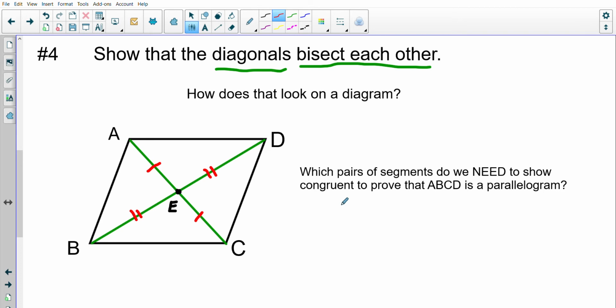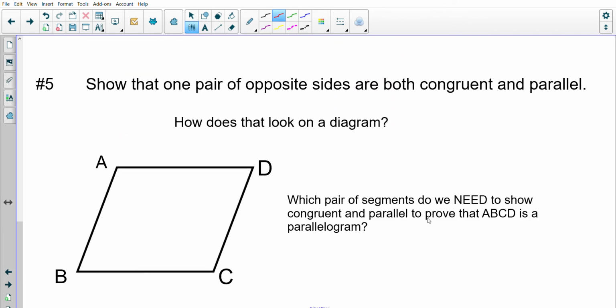All right, so we'll go ahead and just write down what we just marked. If we can show that segment AE is congruent to CE, and that segment BE is congruent to segment DE, then we have met these conditions and we can prove that this figure is a parallelogram.